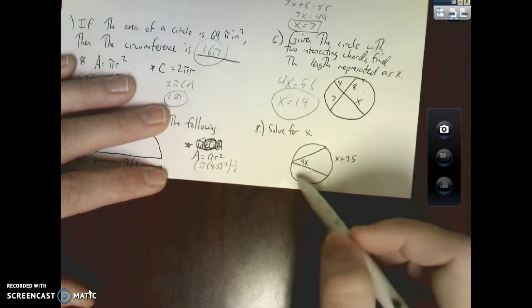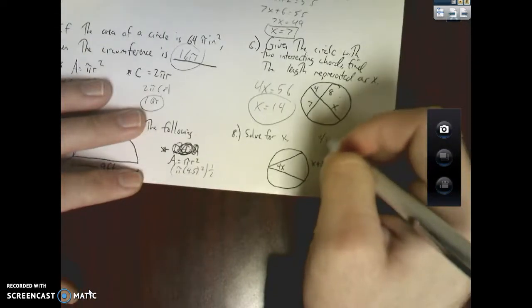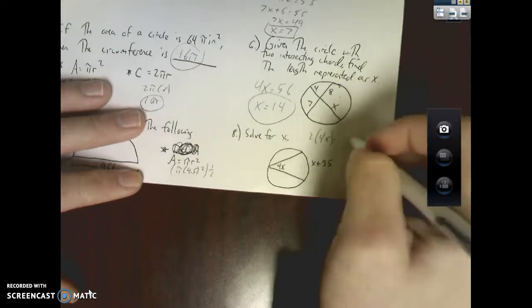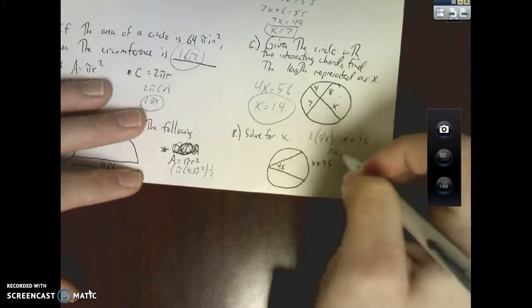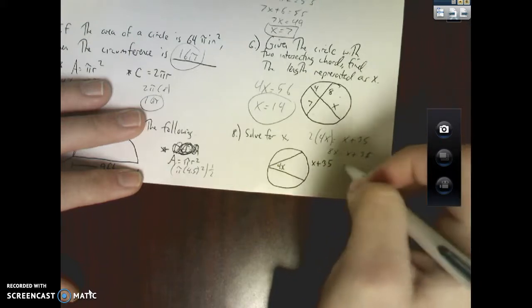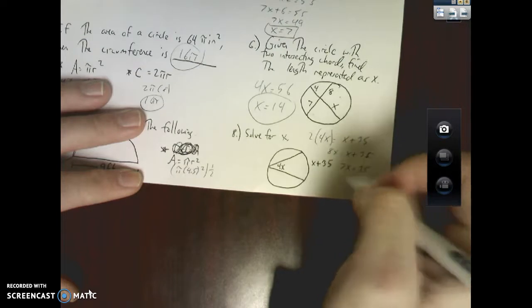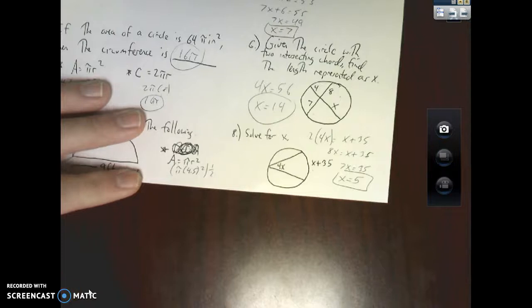Inscribed angle, the inside angle is 1/2 of the outside. So I can do 4x times the inside by 2, set equal to the outside. 2 times 4x is 8x, equals x plus 35. Subtract x over, 7x equals 35. X equals 5. Now we're in good shape. Okay, on to the back.